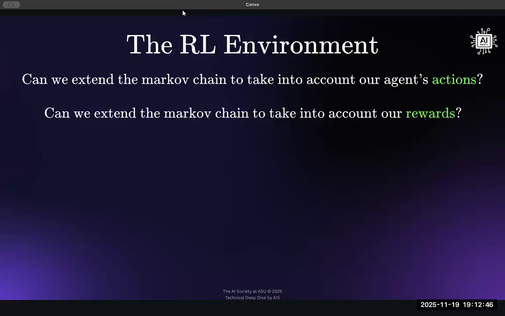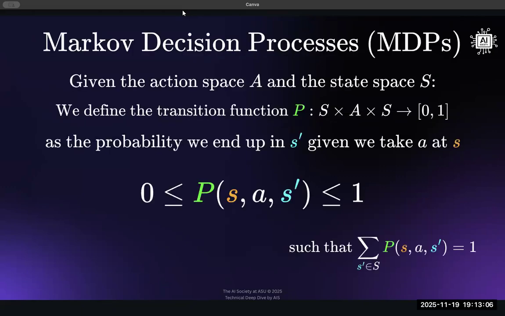And so the environment, can we extend this Markov chain to take into account our agent's actions? So could we extend it also to take into account the rewards that we obtain from each state? So this is where the notion of a Markov decision process comes in, which is just an extension of a Markov chain, which takes into account these transitions and also the reward.